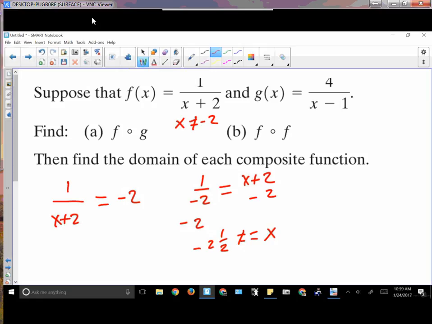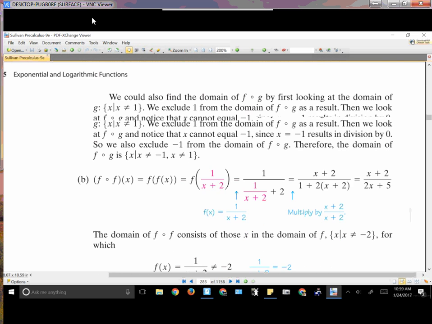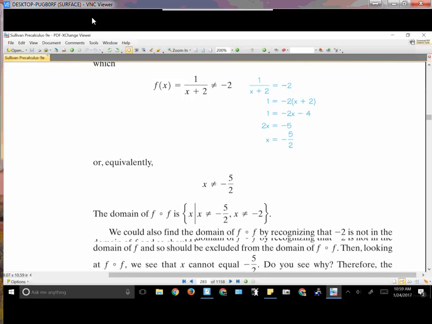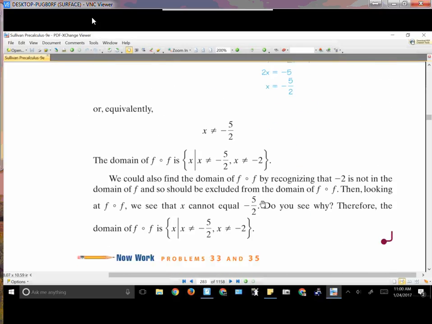Correct? So if I plug -2.5 into this, I get out the answer of -2. And when I take that -2 and put it into the other function, that makes it go back. Okay, put it that way. So when we're talking about this, the domain here ends up being -5 over 2, which is our -2.5, right? And -2. Those are the two things we cannot put together. Questions?